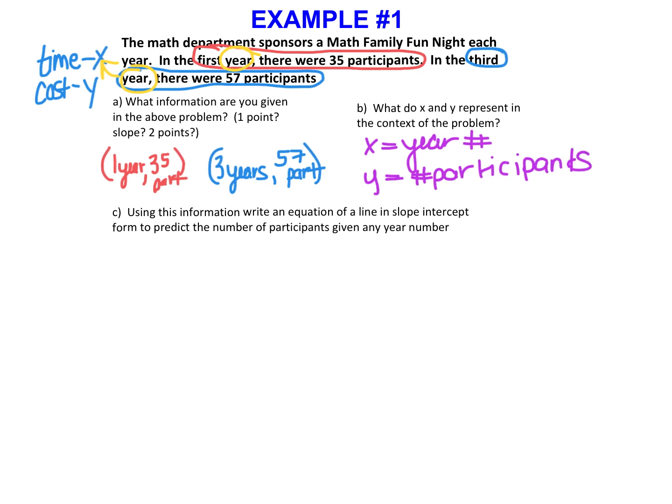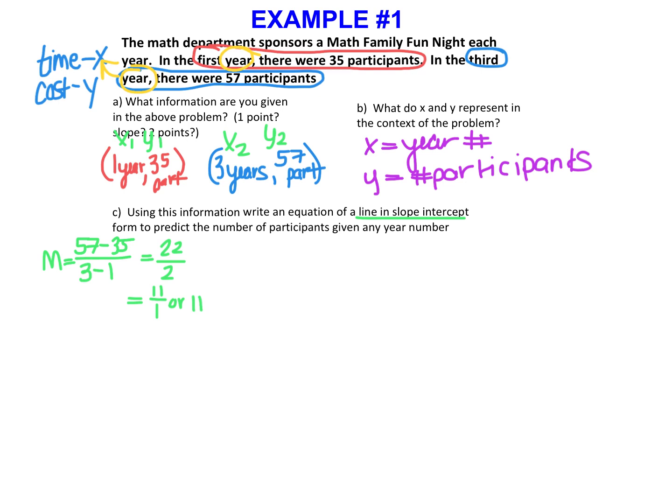So now from here, I need to utilize this information to write the equation of a line in slope-intercept form. To do that, I need to start by finding my slope, and I'm going to use my 2 points to help me find my slope. So I have x1, y1, x2, y2. So I'm going to take 57 minus 35 over 3 minus 1. 57 minus 35 is 22. 3 minus 1 is 2. And so my slope becomes 11 over 1, or 11.